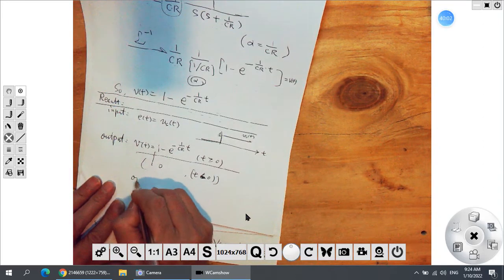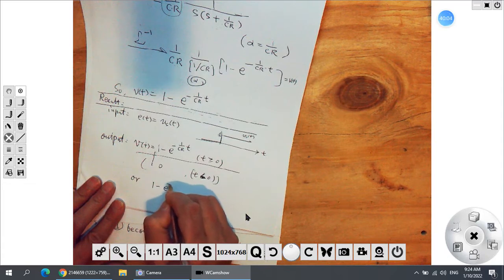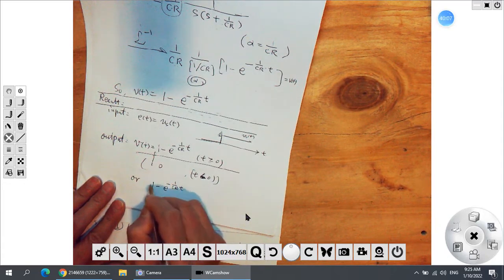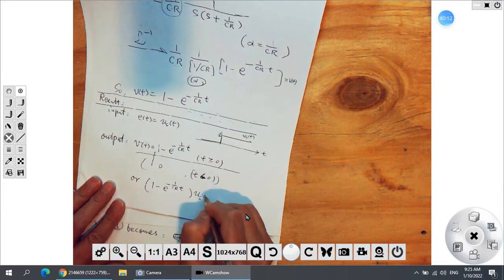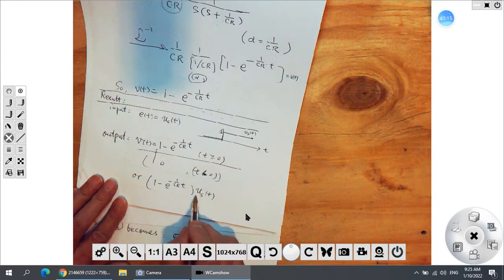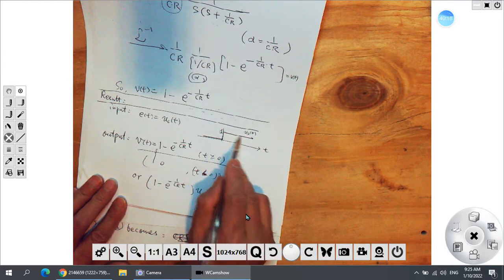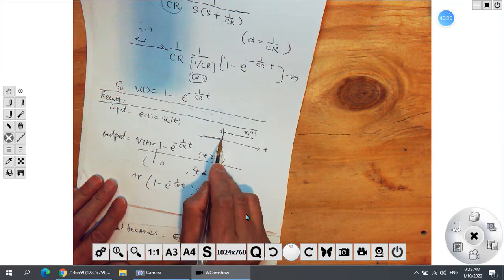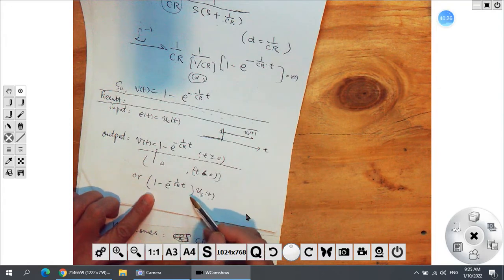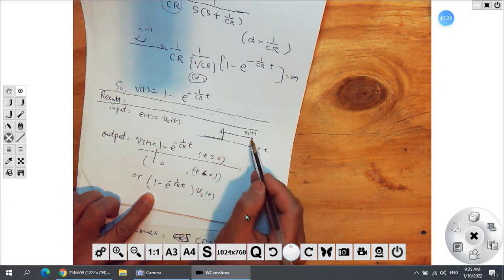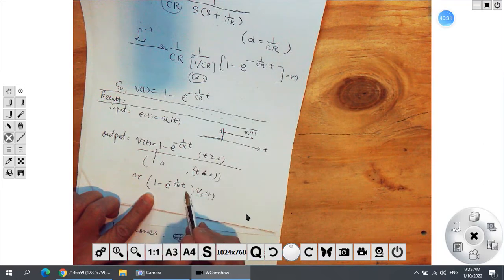You can also write it as 1 minus e to the negative t over CR for all t, but for negative t it is 0, right? So you multiply by u of t. You got it? Because u of t, positive side is 1, negative side is 0. So when you multiply u of t on any signal, you keep the positive side, totally the same, and make the negative side 0. No matter what the value is here, after times 0, you get 0.